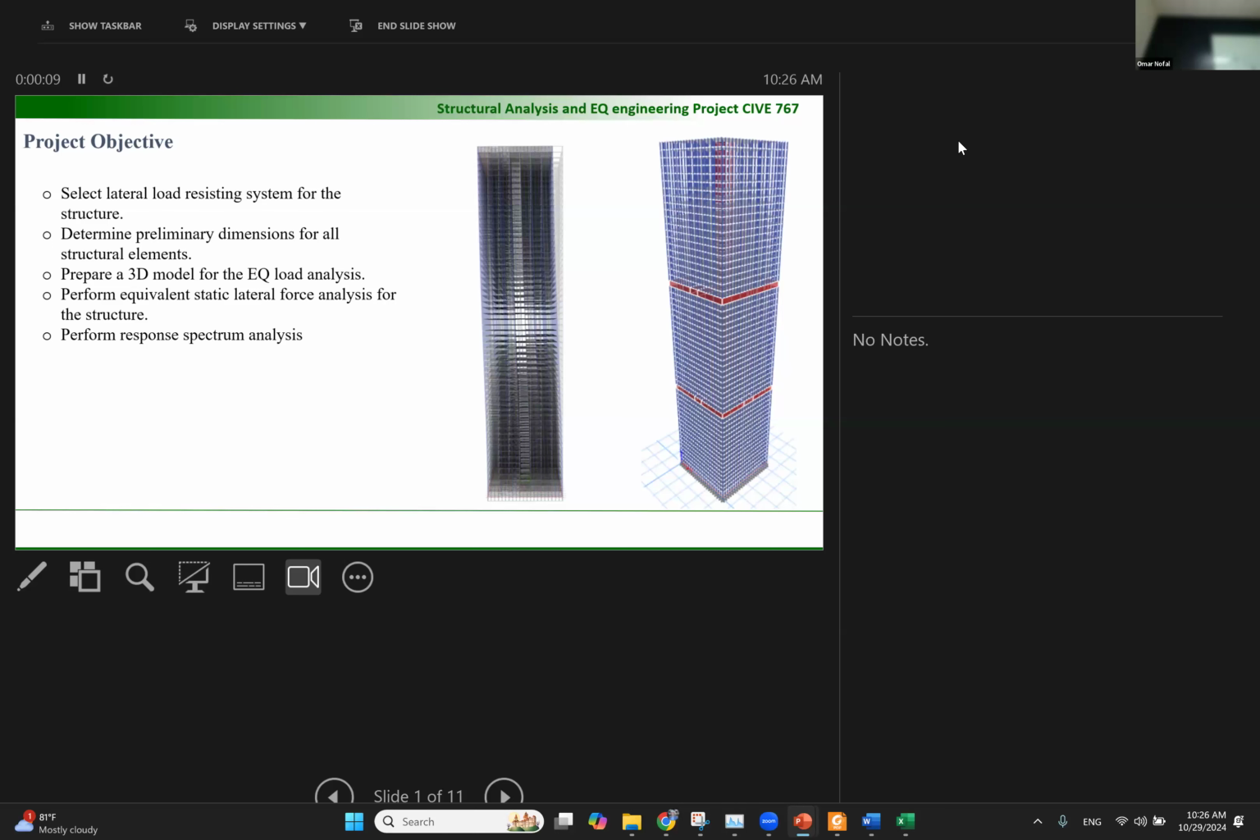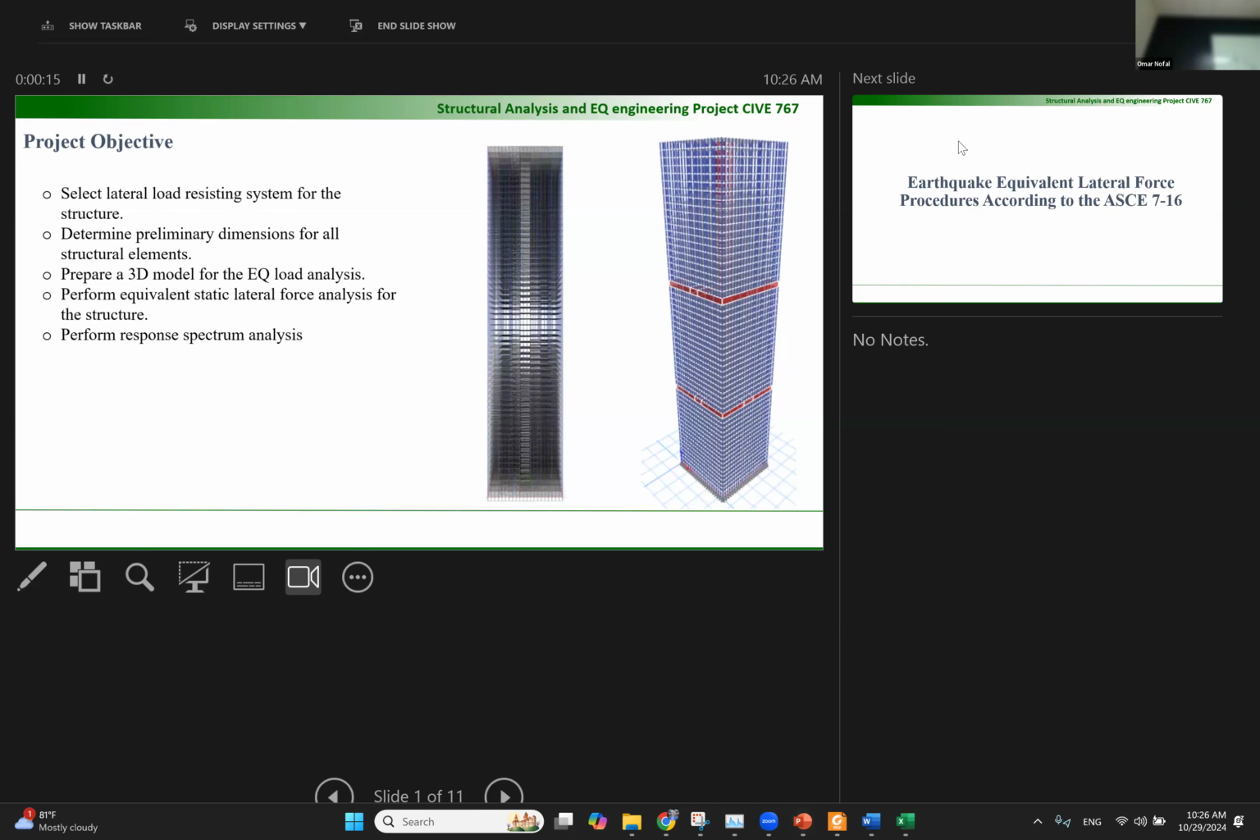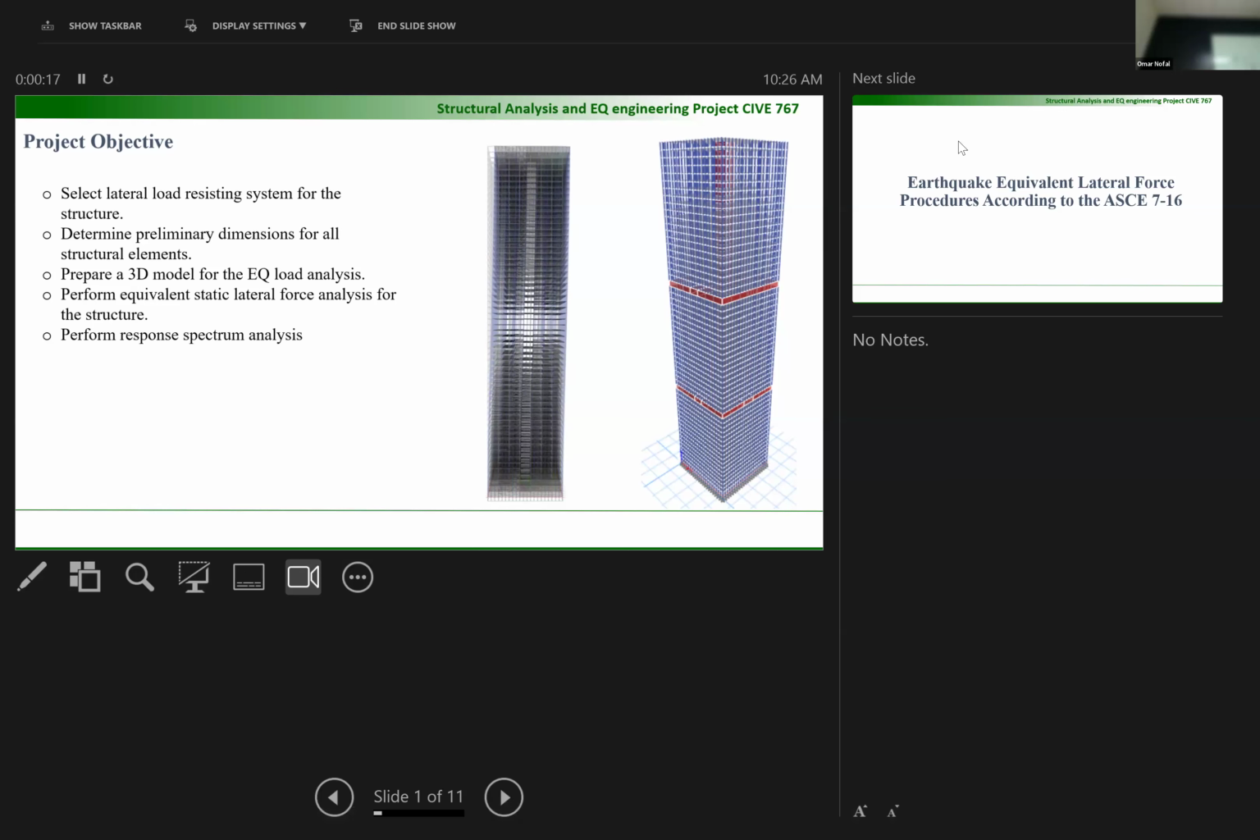Okay. So in this presentation, I'm going to show you how the standards handle this. We're in the standards, and we're not doing all this mathematical work. The standards handle it in a different way because this is a very long and tedious process. So let's say that you model your building, you select the lateral resistance system of the structure, and determine the preliminary dimensions, which I gave you for the project.